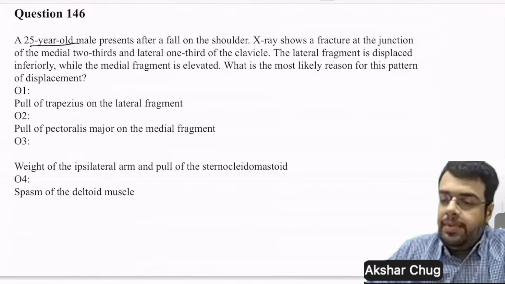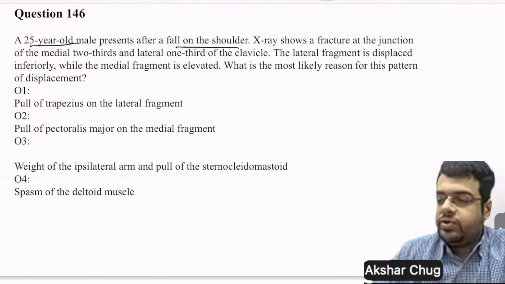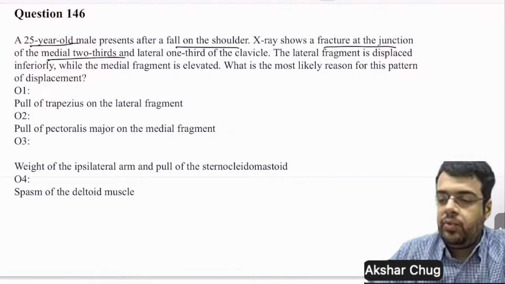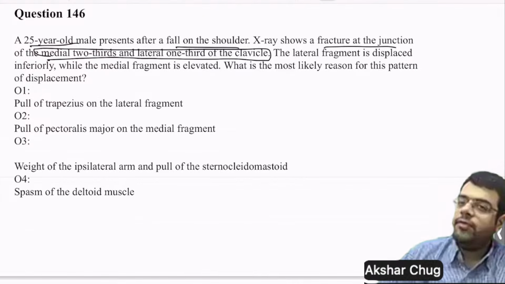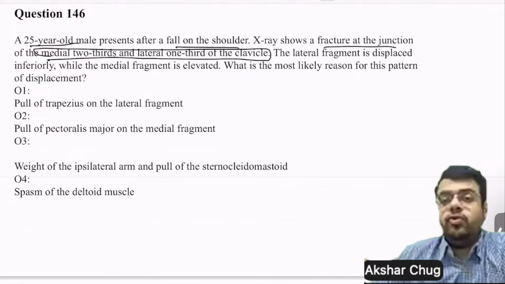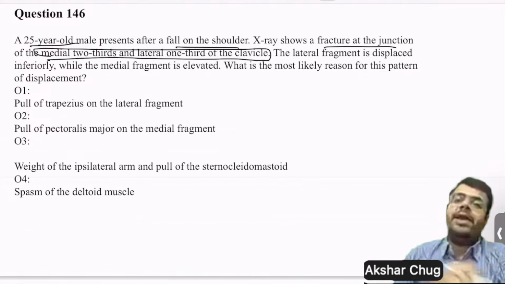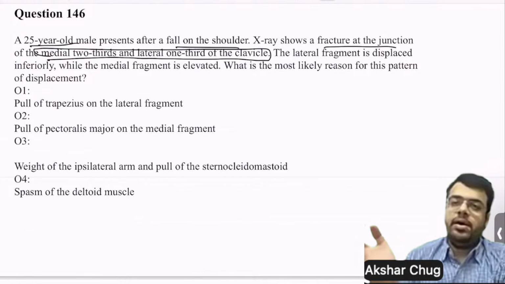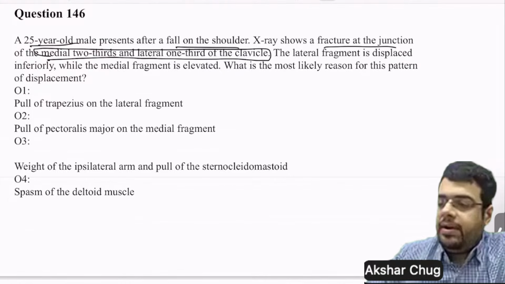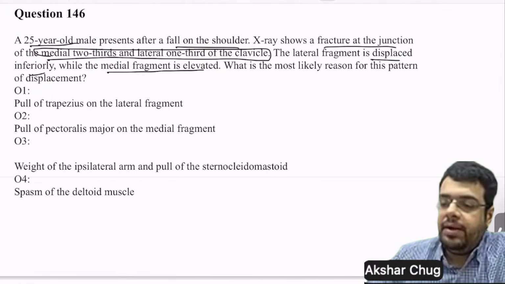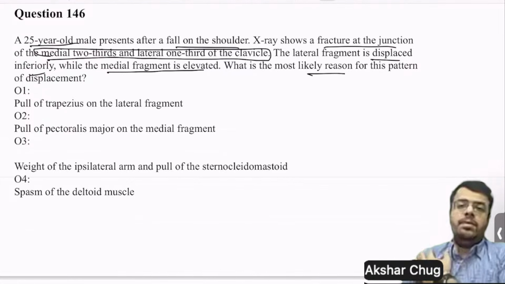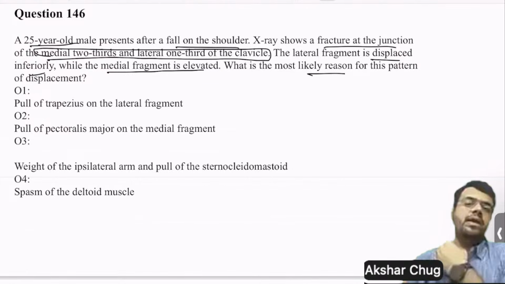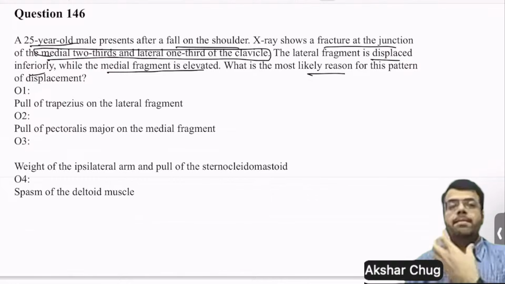A 25-year-old male presents with a fall on the shoulder. X-ray shows the fracture at the junction of medial 2/3 and lateral 1/3 of the clavicle. Also mark that this is the most common site of clavicle fracture, and the clavicle happens to be the most common bone to be fractured in adults as well as in neonates during delivery. The lateral fragment is displaced inferiorly while the medial fragment is elevated. Most likely reason? When the clavicle is fractured, the weight of the arm pulls the lateral fragment below, whereas the sternocleidomastoid pulls the medial segment above.